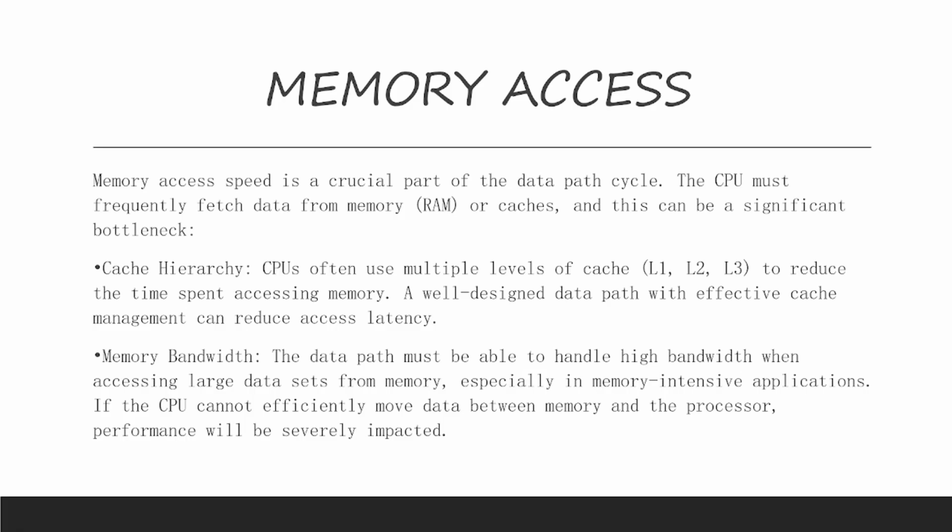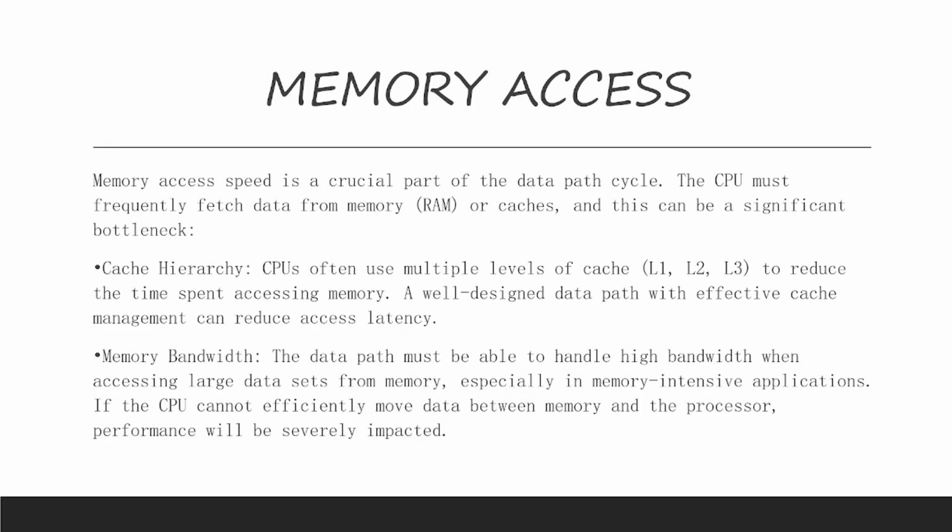Another way is memory access. Memory access speed is a crucial part of the data path cycle. The CPU must frequently fetch data from memory, that is the RAM, random access memory, or caches, and this can be a significant bottleneck. Cache hierarchy. CPUs often use multiple levels of cache, L1, L2, L3, to reduce the time spent accessing memory. A well-designed data path with effective cache management can reduce access latency.